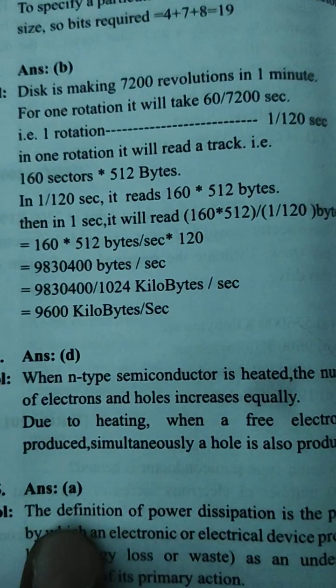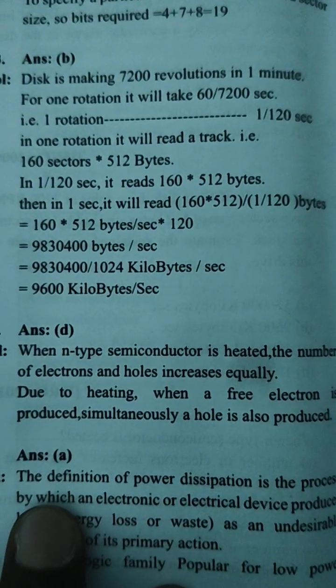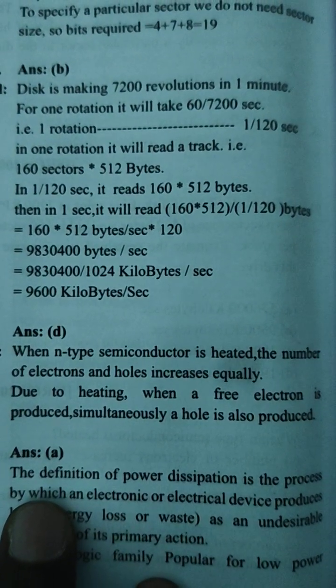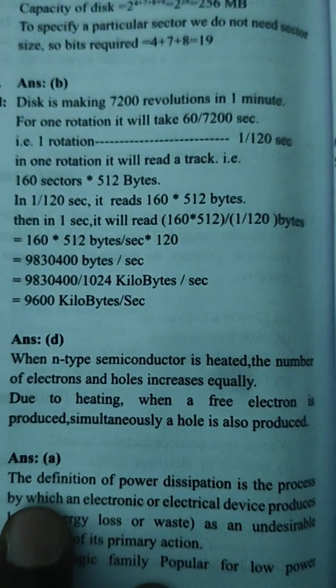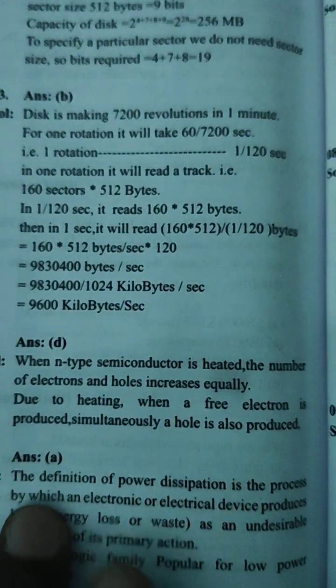When an n-type semiconductor is heated, the number of electrons and holes increases equally. Due to the heating, when a free electron is produced, simultaneously a hole is also produced.